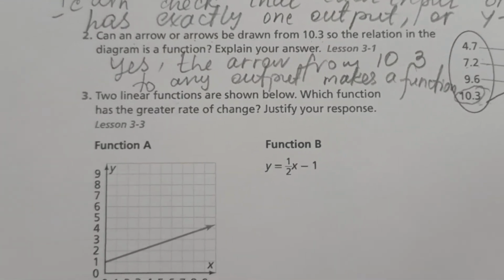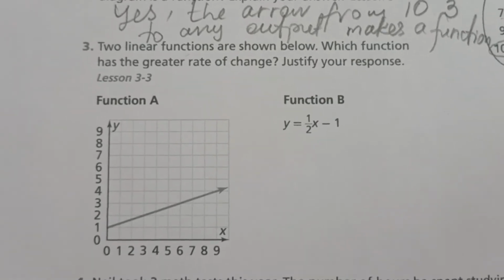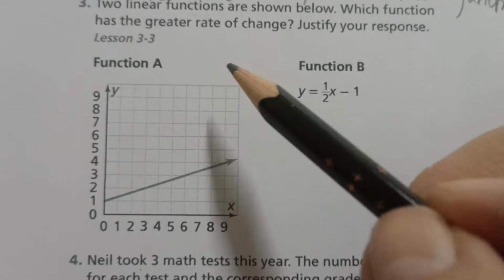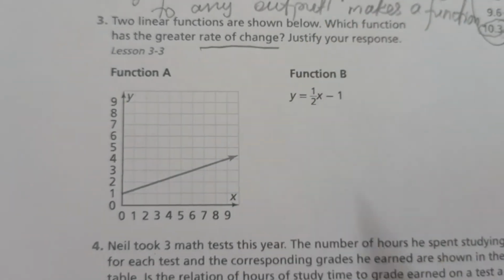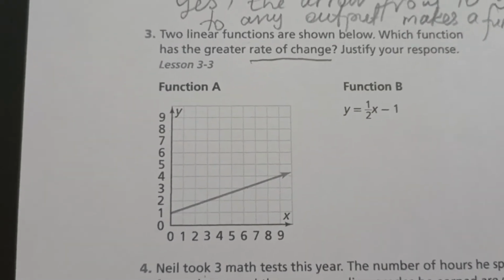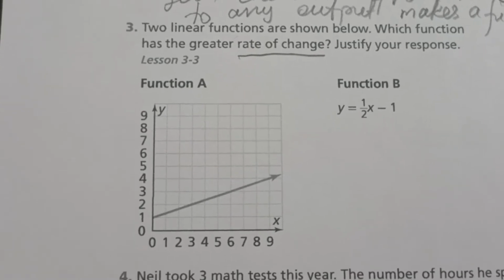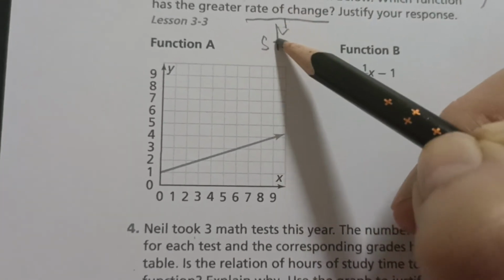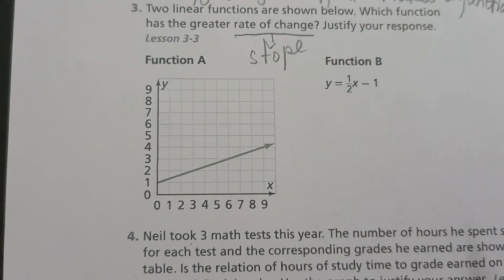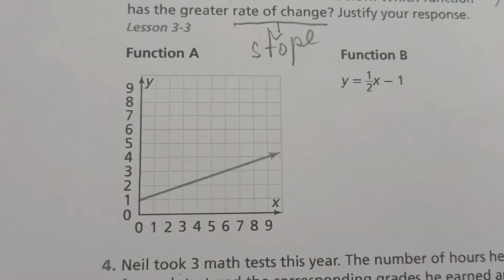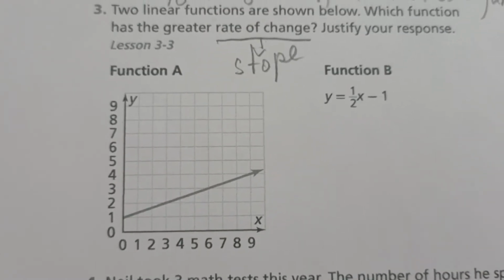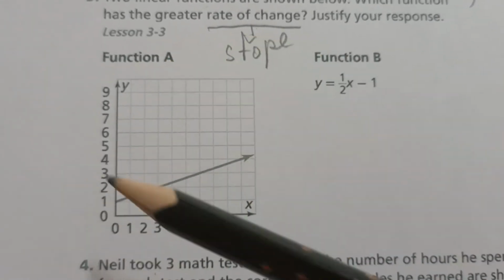Next, number 3. Two linear functions are shown below. Which function has the greater rate of change? Justify your response. So again, that rate of change, you remember that this is the slope. How to find the slope? It's rise over run, and also you know the formula. Okay, so we are going to find out from this using the formula.